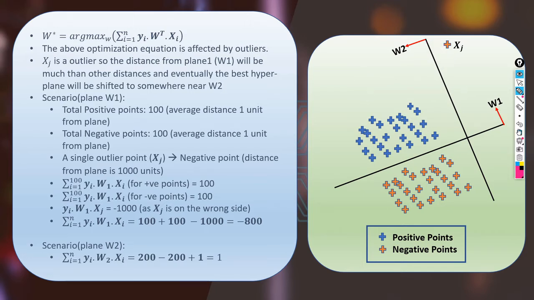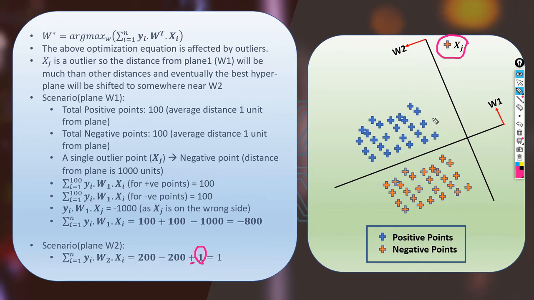Now think carefully. This point, as part of the W2 plane, is correctly classified because it is in the opposite direction and it is actually a negative point. So obviously the sign will be positive and the distance is 1. So positive 1 for the point xg.